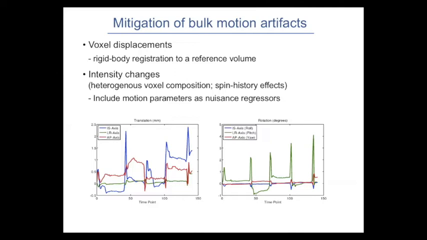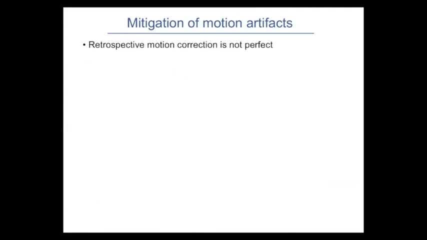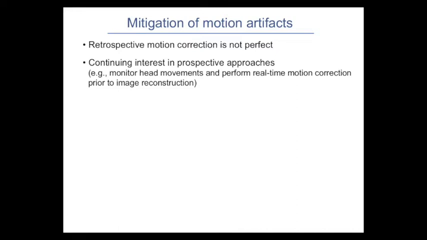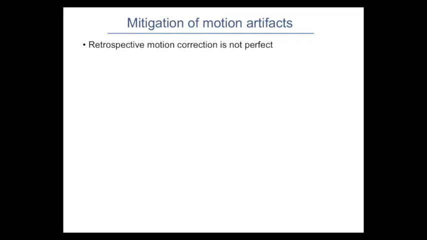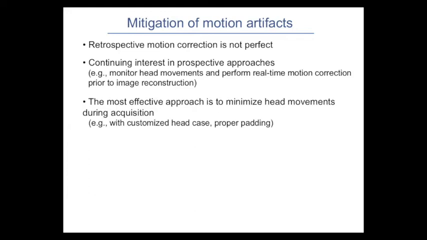To accommodate those changes, people sometimes include the motion parameters, basically three translational and three rotational motions, in the regressors and project them out of the data. But remember, any retrospective motion correction method is never perfect. There is continuing interest in prospective approaches, which monitor head movements in real time and incorporate them into image reconstruction, but this is still not sufficient. So the most effective way is to minimize head movements during acquisition. This can be done by proper padding or using a customized head case.